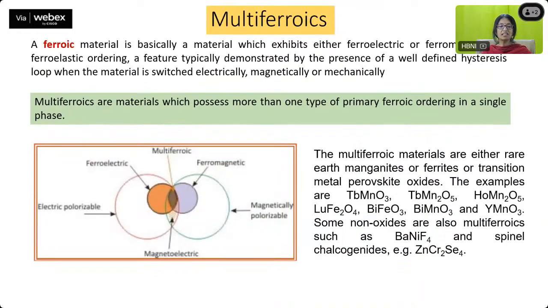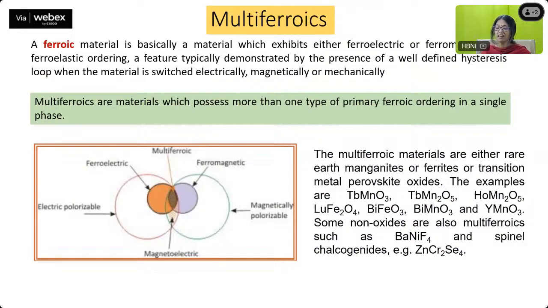So a ferroic material is basically a material which exhibits either ferroelectric or ferromagnetic or ferroelastic ordering, a feature typically demonstrated by the presence of a well-defined hysteresis loop when the material is switched electrically, magnetically, or mechanically. So multiferroics are materials which possess more than one type of primary ferroic order in a single phase.